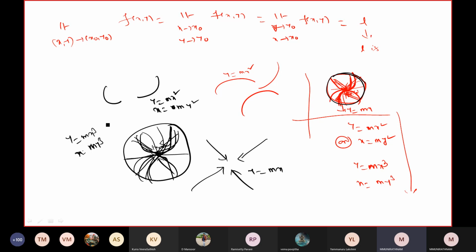If all these are the same, then the limit exists. If at least one of these is not the same or does not exist, then the limit cannot exist. So that's what we have done.